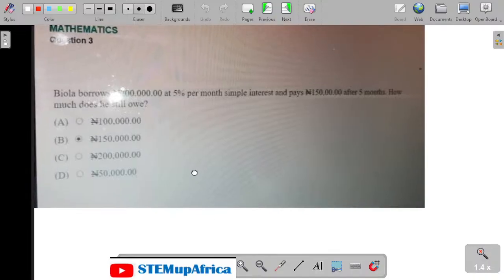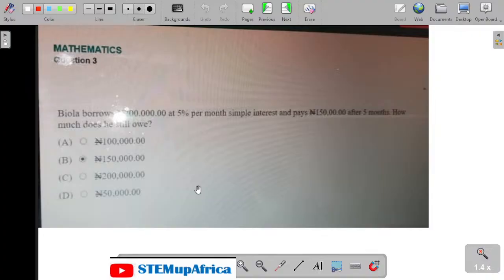You say Biola borrows, I can't see what is there exactly. Is it 252 million? I can't see it. At 5% per annum simple interest, and pays 150,000 after 5 months. How much does he still owe?